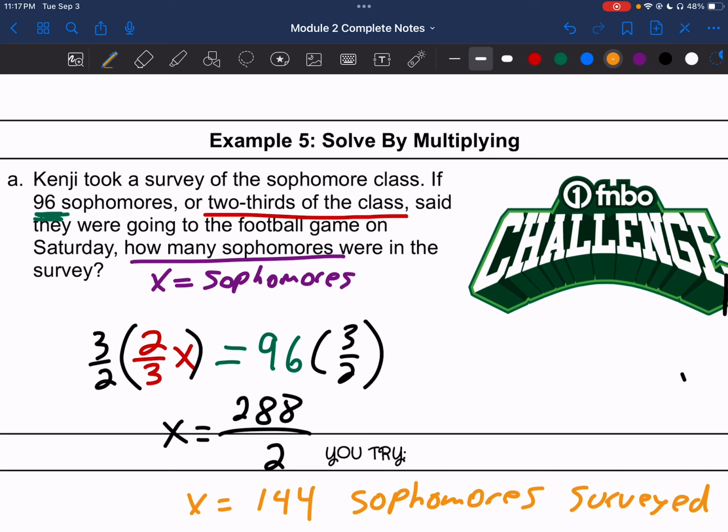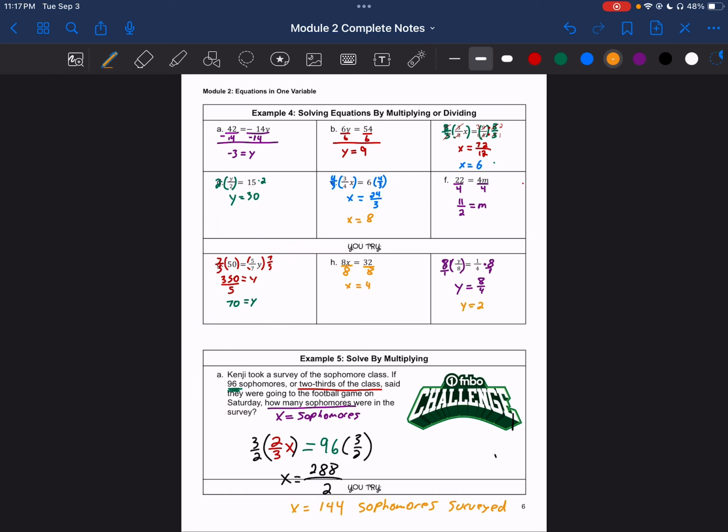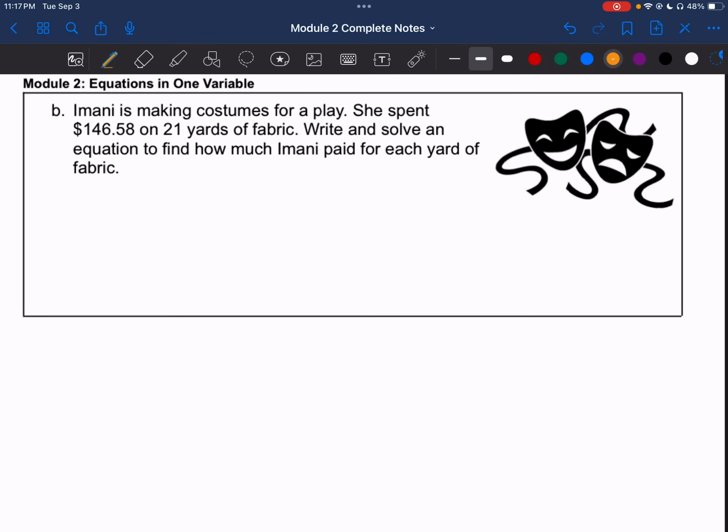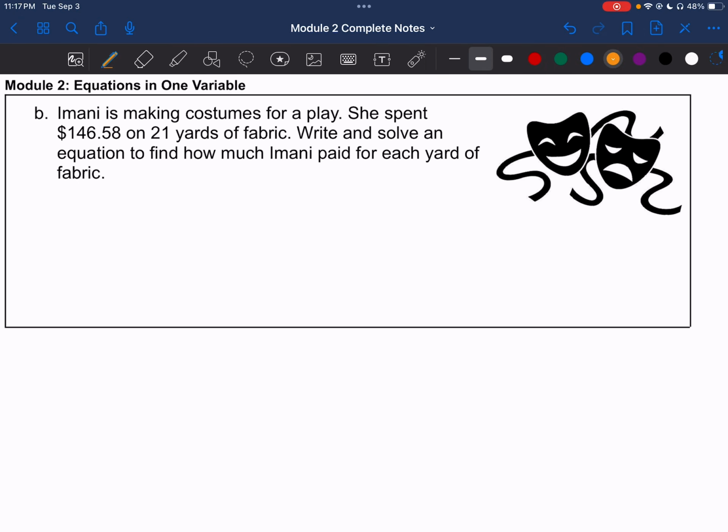Okay. I want you to try the problem on the next page involving Imani. Imani is making costumes for a play, and she spent $146.58 on 21 yards of fabric. Write and solve an equation to find how much Imani paid for each yard of fabric. Fabric is measured by length, distances measured in a yard. So try this on your own, then come back and check your work against mine.